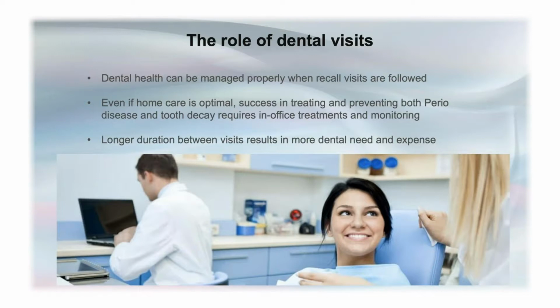Dental health can be managed properly when recall visits are followed. So we want to make sure that these patients are on a certain recall. Our patients do not leave the office until they have their next follow-up visit. And some of our patients are on 2-month recall, 3-month, 4-month, 5, 6 months. It just depends on their situation and where they need help. Home care is very optimal, and the success in treating and preventing both periodontal disease and tooth decay requires both. But you have to do the in-office treatments and the monitoring.